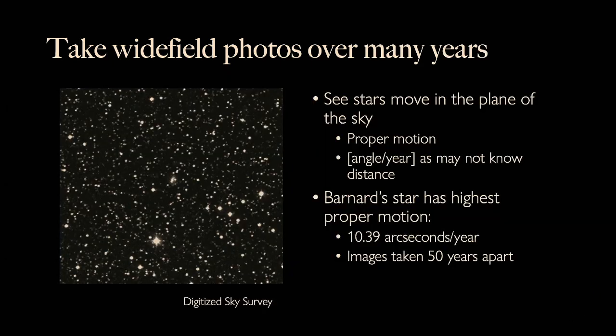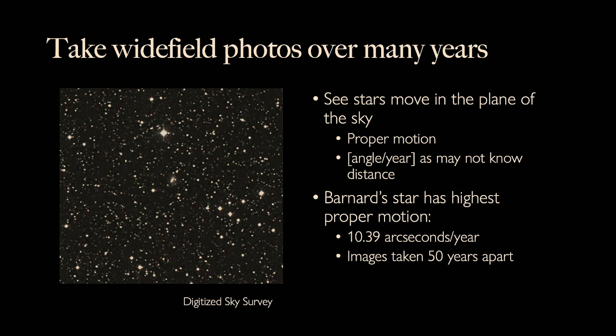So, now let's take a wide field photo over many years. And we can actually see that some stars start to move in the plane of the sky. We call this proper motion. So this is the speed or the velocity that a star is moving compared to other stars in the background over many years of time. So this is an image of Barnard's star. These images were taken 50 years apart from each other. This star also has the highest proper motion, 10 arc seconds per year.